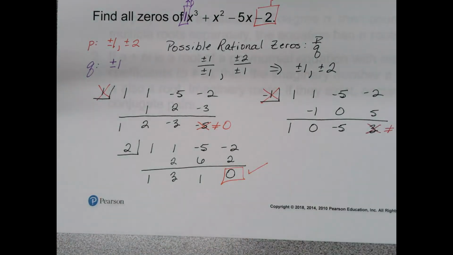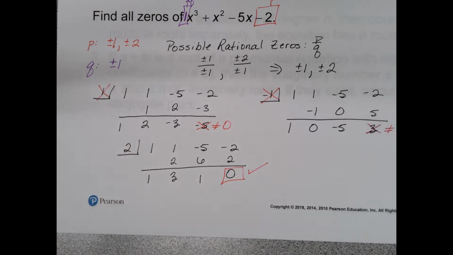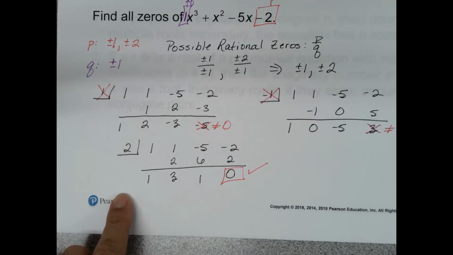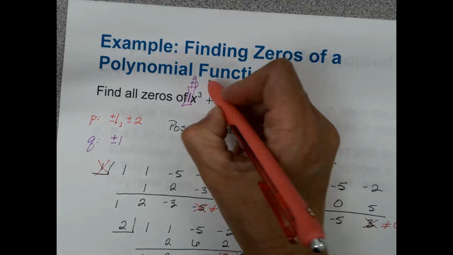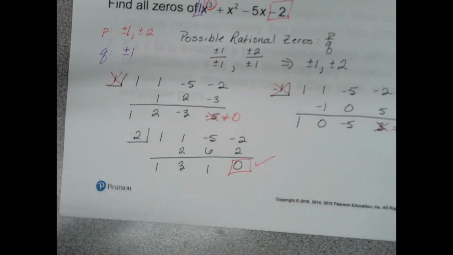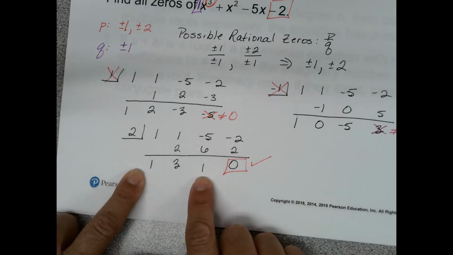Since the remainder is 0, I know that 2 is a 0. Is that okay? All right. Now, at this point, you can either put a -2 in the box and use these reduced coefficients here, or I know that I have a quadratic. And so I can finish solving this because I started off with a cubic polynomial. Since I've found 1 zero, that means that what's left here is x squared plus 3x plus 1.